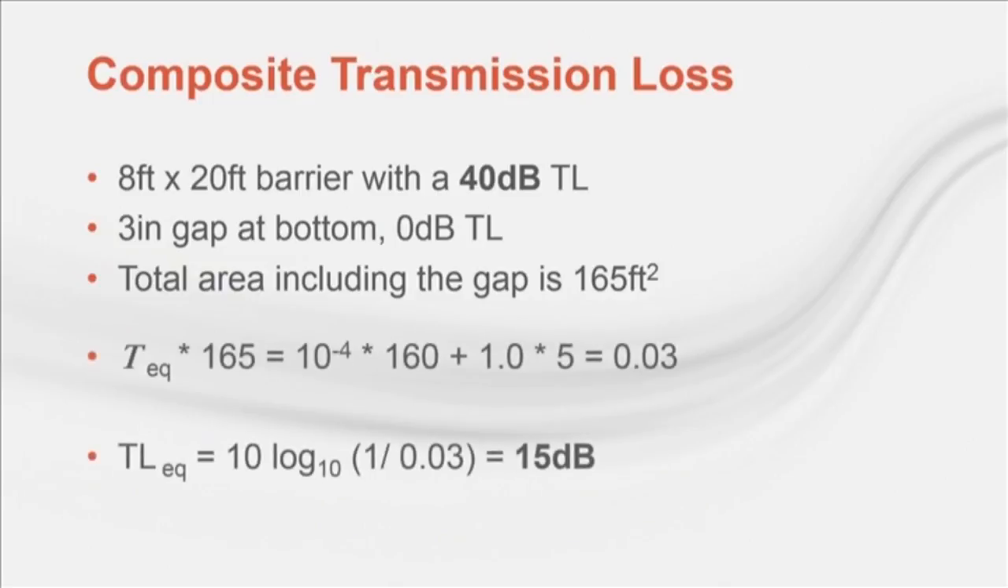Running this information through the equation results in a composite transmission loss of 15 dB. That's a serious degradation from the 40 dB of the original wall material. Small gaps can cause large reductions in sound transmission loss. Notice that this is true for any type of barrier.